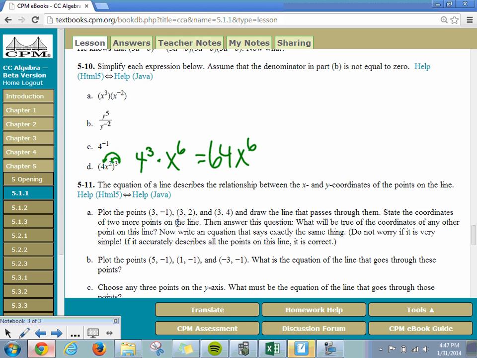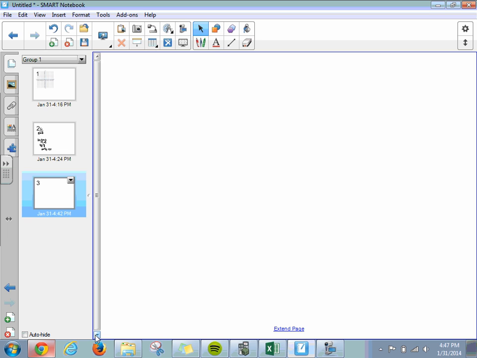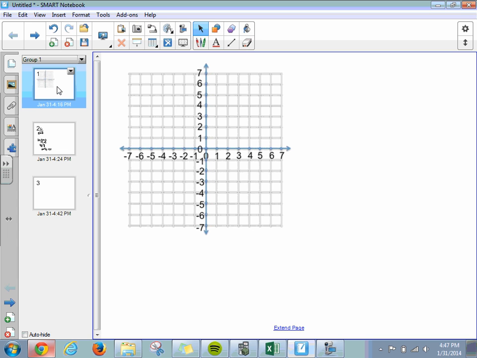Lastly, you guys had to work on number 11, and number 11 has got some really good stuff. It asks us to graph a few things. First, we want to plot the points 3, -1, so I'm going to go over 3, down 1. That also has us plotting the point 3, 2, over 3, up 2. And also the point 3, 4, over 3, up 4. It says plot the points and then draw the line that passes through them. So when I draw my line, it needs to go through these points.